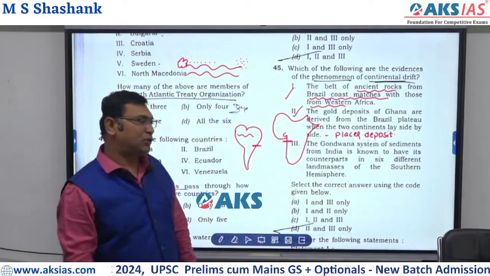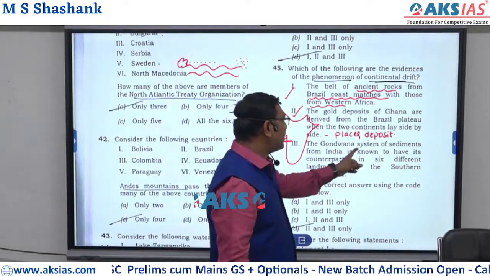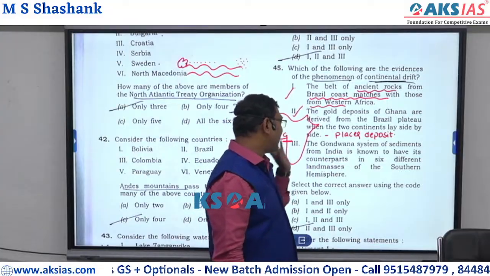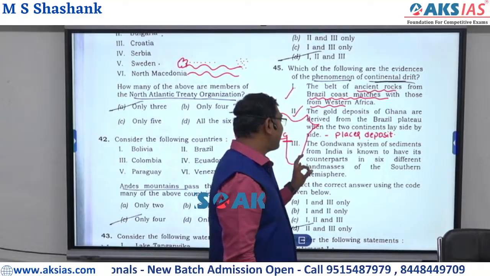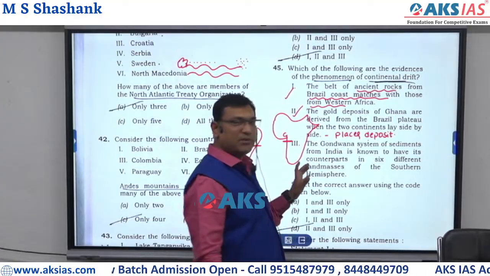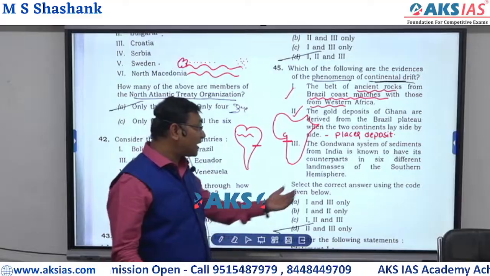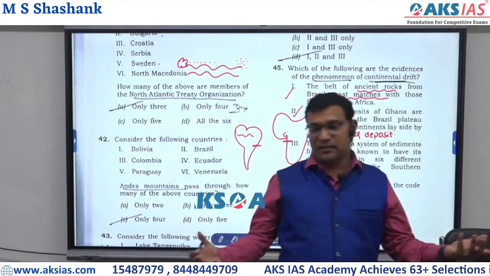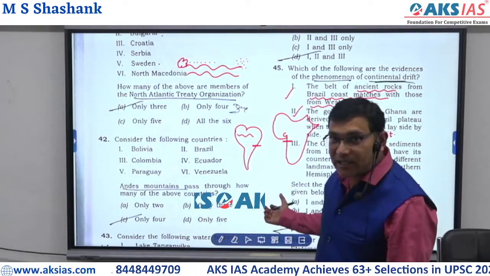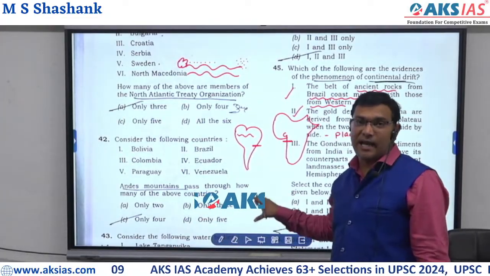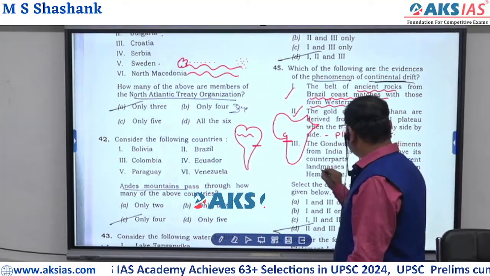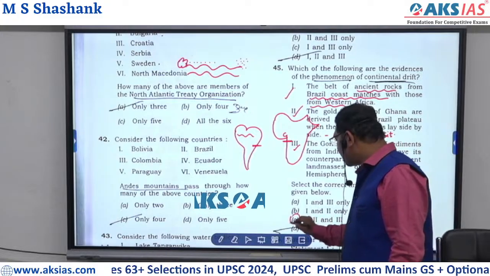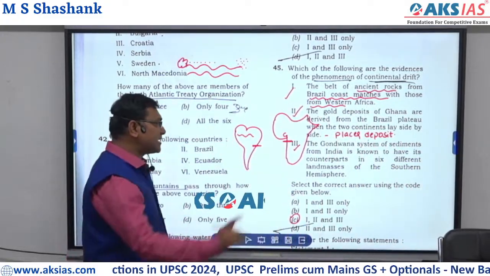The third statement, let us see. The Gondwana system of sediments from India is known to have its counterparts in 6 different land masses of the Southern Hemisphere. Yes or no? What are the 6 different land masses? Africa, right? Then South America, Antarctica, all these are the land masses. So this statement is also right. So the option is 1, 2, 3. Option C is the right answer.